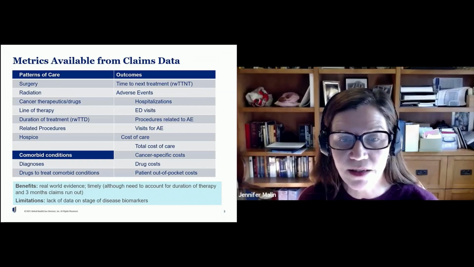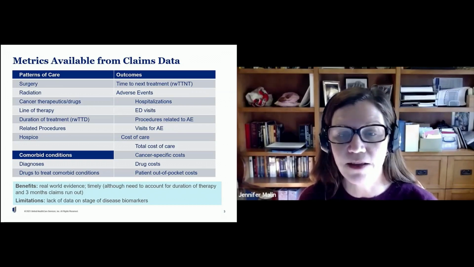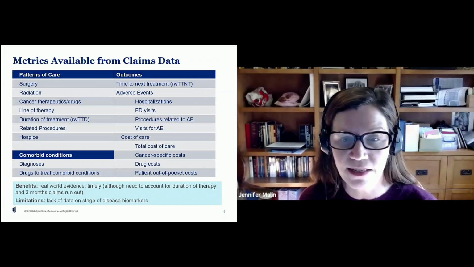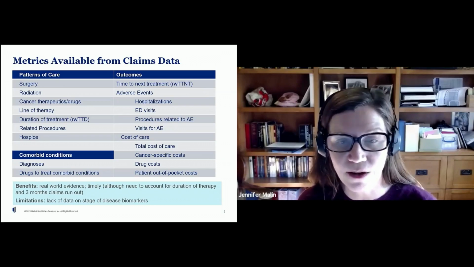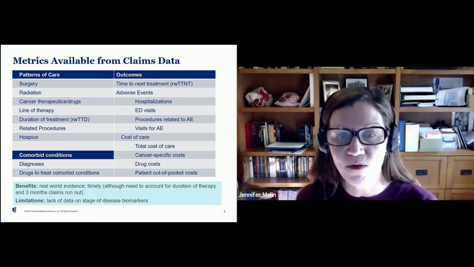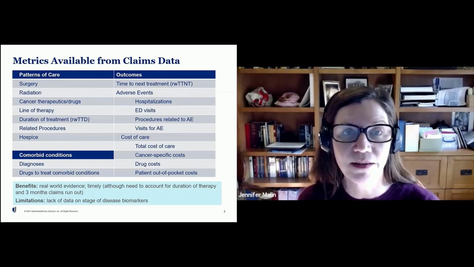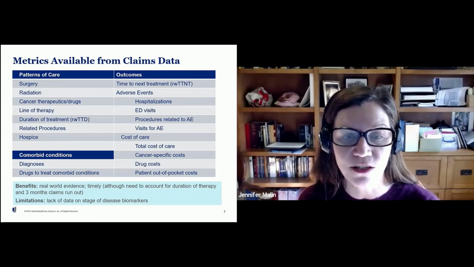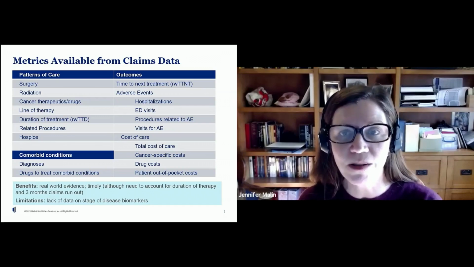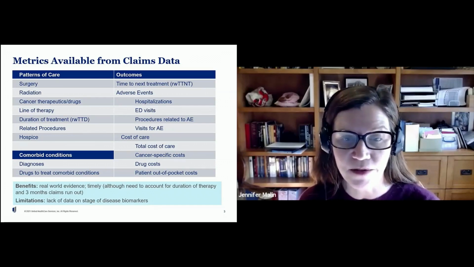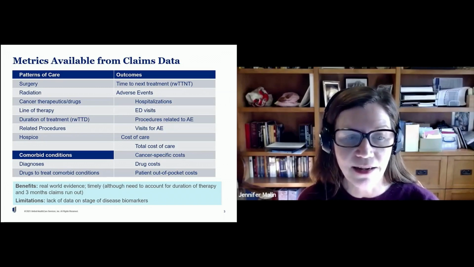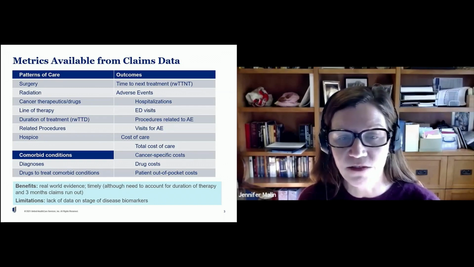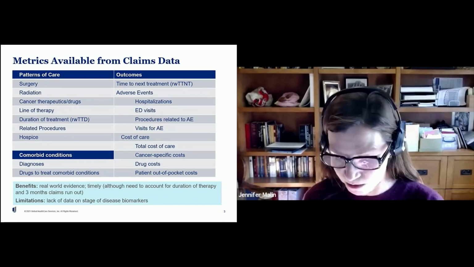The benefits of the claims data include that it provides real-world evidence. It is relatively timely compared to other data sources, although you do need to account for the duration of therapy and 3 months claims run out. So, we're always looking through the rearview mirror as new therapies come on the market or have new indications. And real world evidence takes time to develop just because you have to have patients get the treatments. And then as I mentioned at the outset, the real limitations are a lack of data on stage or disease biomarkers.